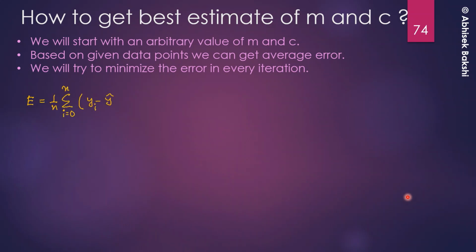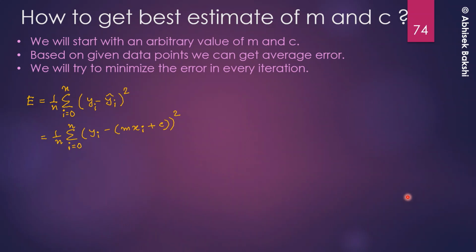Equation of the error, actually it should be average error, as I told you, should be something like this: 1 by n summation over i equal to 0 to n within bracket yi minus yi cap squared. What is this? First of all, what is n? This n is the total number of data points, for example, 10 or 100 or 1000, whatever.